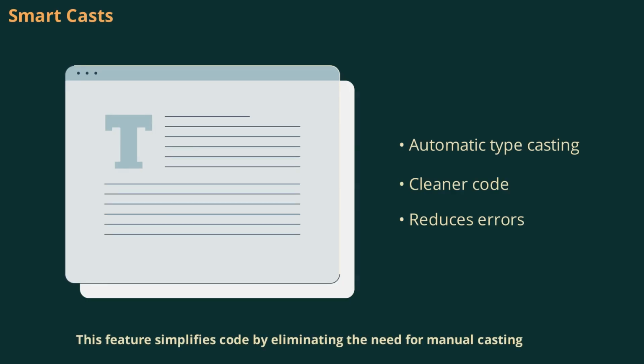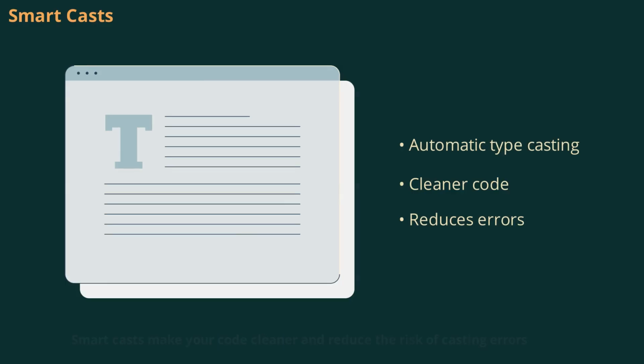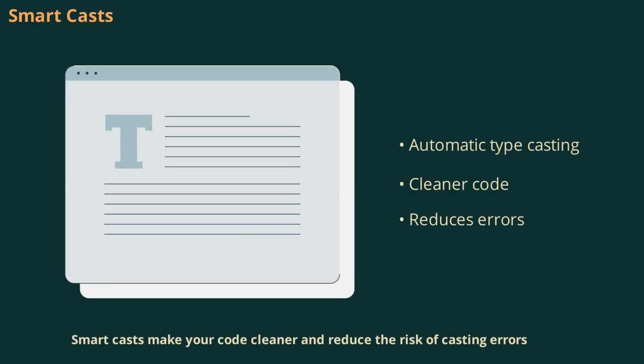Smart casts in Kotlin automatically cast a variable to a specific type after a type-checking condition is satisfied. This feature simplifies code by eliminating the need for manual casting. Once the compiler knows a variable is of a certain type, you can use it directly without extra syntax. Smart casts make your code cleaner and reduce the risk of casting errors.